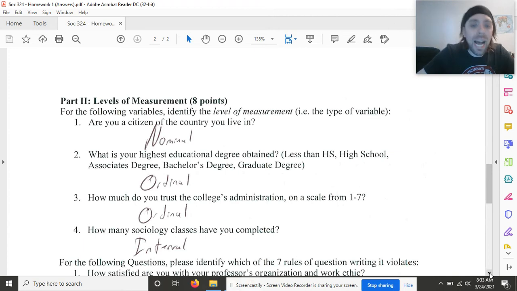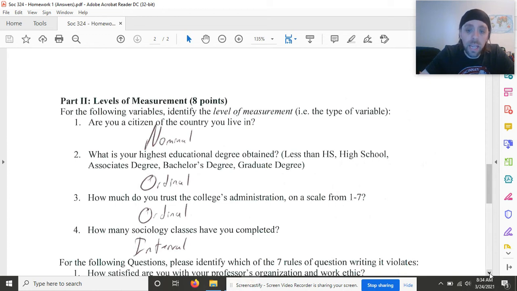Number 2, what is your highest educational degree obtained? This one I took right out of the GSS. And also I answer surveys all the time that ask me this, and you will too at some point. What is your highest degree obtained: less than high school, associate's degree, bachelor's degree, graduate degree? Well, there is no consistent mathematical difference between those options, those responses.